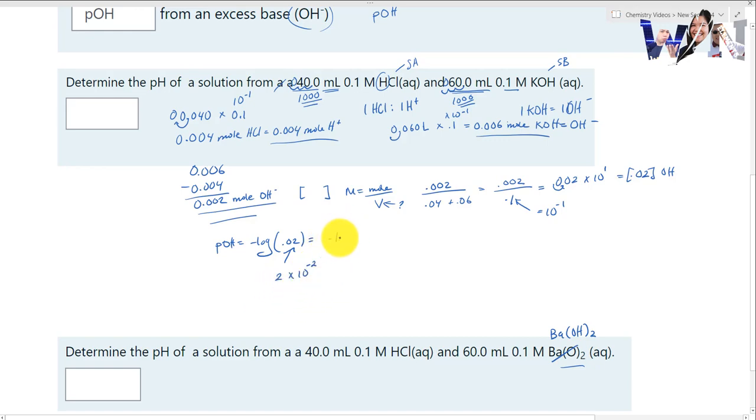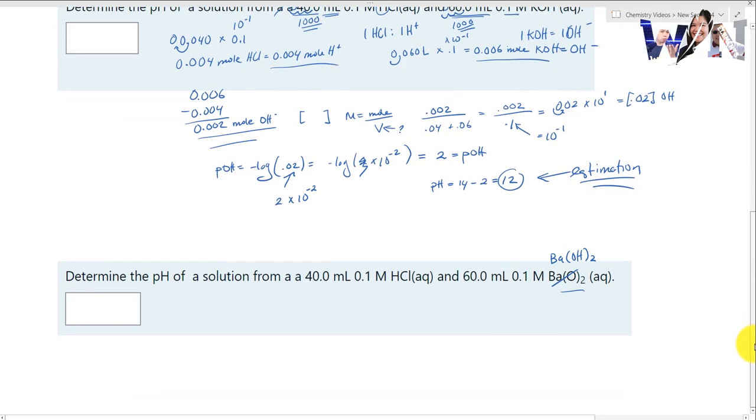What we can do is estimate 2 times 10 to negative 2. We can ignore this part, and now our answer is about 2. So that gives us a pOH of 2. For pH, of course, it is 14 minus 2, which gives us 12. Again, this is all estimation, but that's what makes it more challenging because we cannot use a calculator on the multiple choice question.